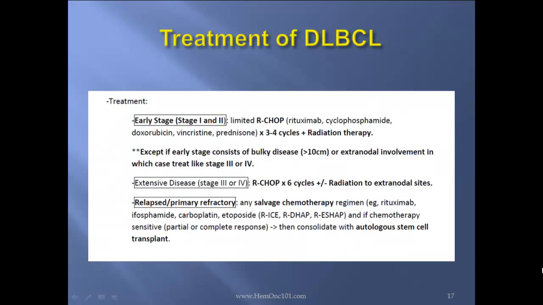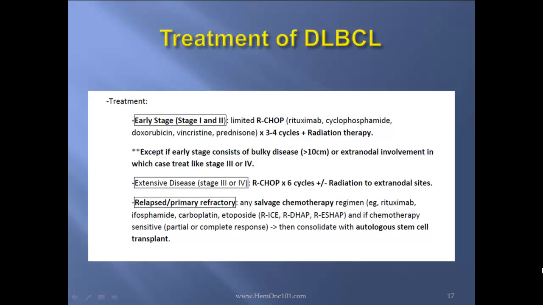Treatment of diffuse large B-cell lymphoma. If it's early stage, stage 1 or 2, then limited R-CHOP, which is rituximab, cyclophosphamide, doxorubicin, vincristine, and prednisone, for 3 or 4 cycles plus radiation therapy, except if early stage consists of bulky disease, which is more than 10 centimeters, or extranodal involvement, in which case treat like stage 3 or 4. If it's extensive disease, stage 3 or 4, then R-CHOP times 6, plus or minus radiation to the extranodal sites.